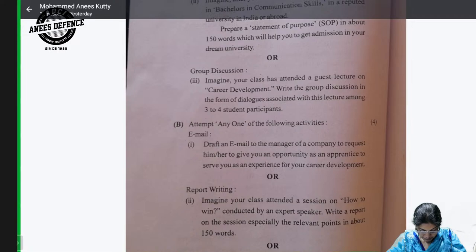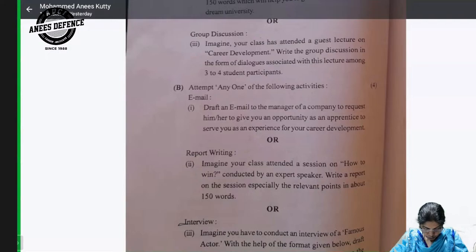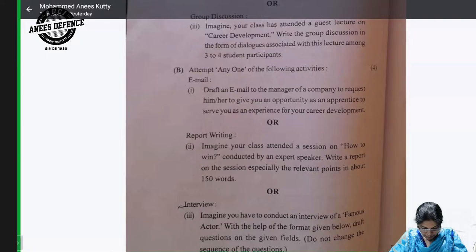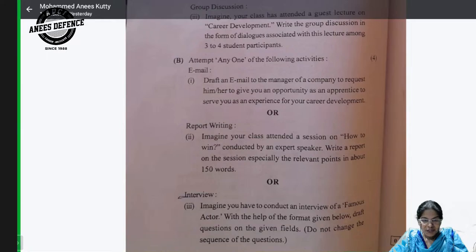So we're done with the report. Now let's go to an interview. You had three options: either you could do an email, a report, or an interview. Now, interviews are something students find interesting and exciting.